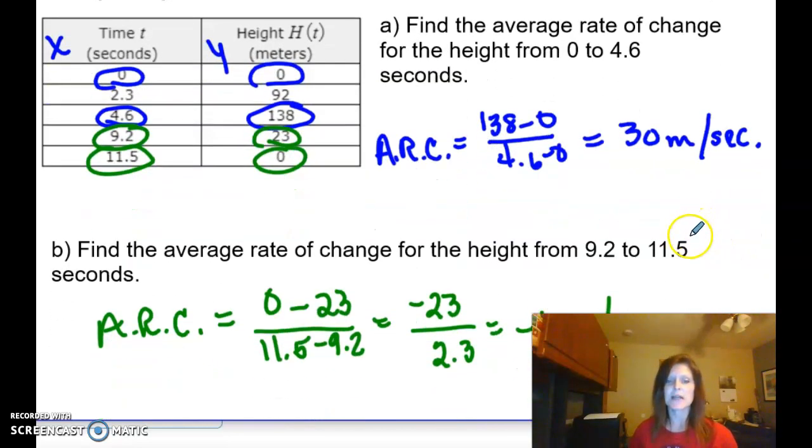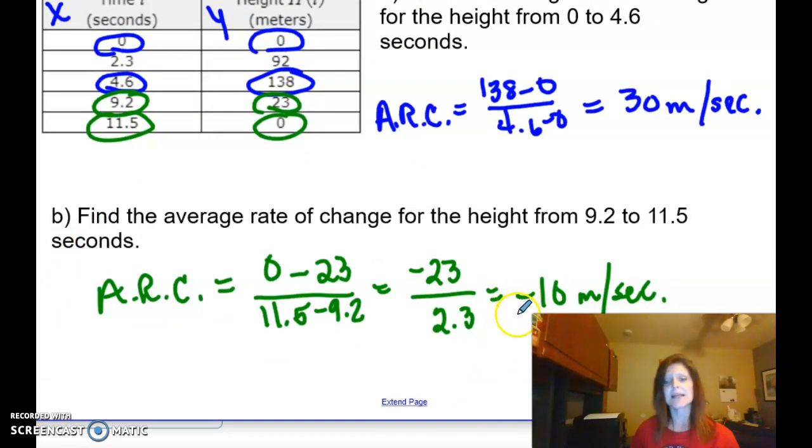It's positive, so it tells me in that time interval, this thing is increasing in height. But if I go to the next part of the problem, it says calculate the average rate of change from 9.2 to 11.5. So now I use these two data points. And again, I'm going to take the difference in the x's divided by the difference in the y's. But this time when I do it, I get a negative number, and it's still meters per second. The negative number tells me by this point on this interval, it's decreasing. The rocket's already coming back.